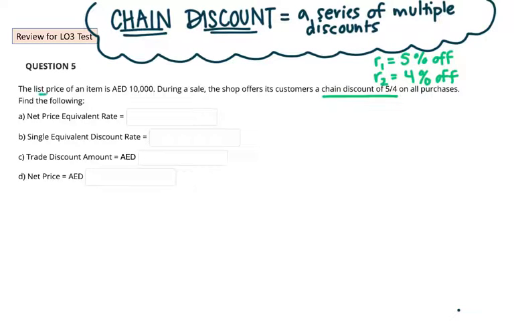So let's look here. It says the list price, that means the expensive catalog starting price, is 10,000. Part A is saying, what is the net price equivalent rate? This formula is in your formula sheet. It says the complement of the first rate, that means 1 minus the first rate, times the complement of the second rate, 1 minus the second rate. If there were more, you would keep going. But in this case, there's not.